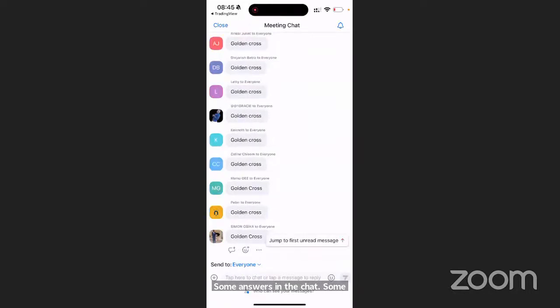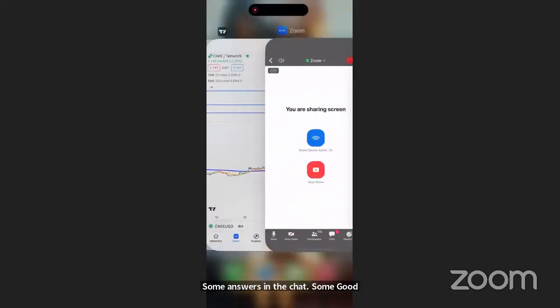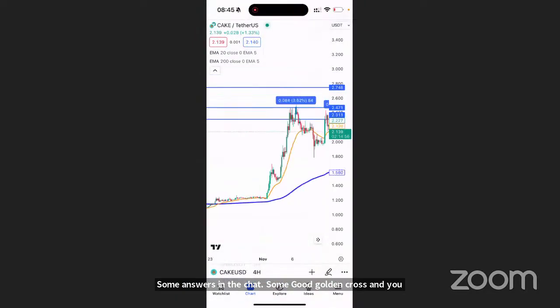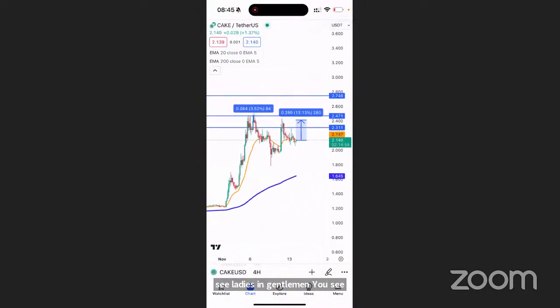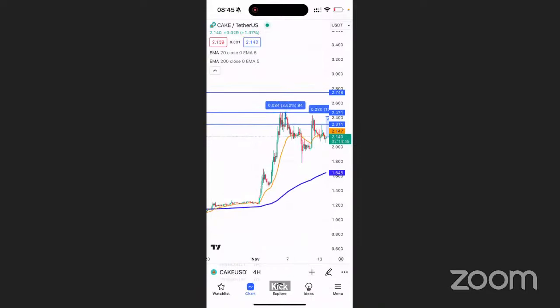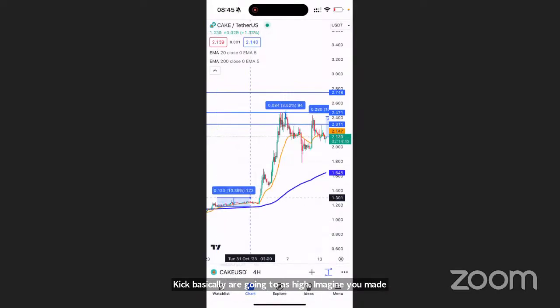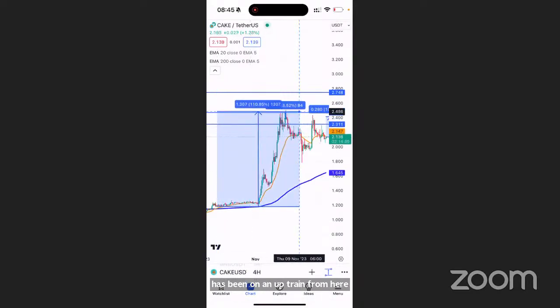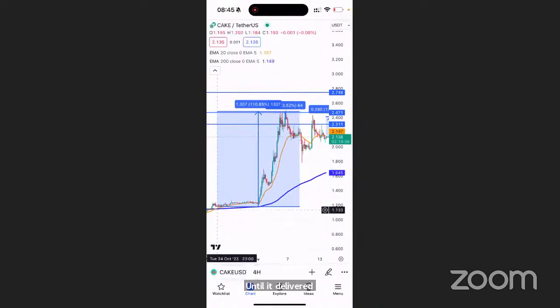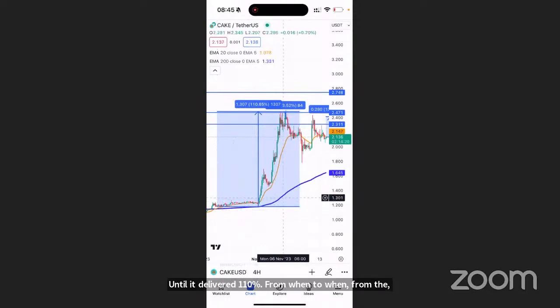A golden cross. And you see, ladies and gentlemen, that after the golden cross, we have seen Cake go as high. Imagine you made your entry around those areas. You could see that Cake has been on an uptrend from here until it delivered 110%. From when to when? From the 24th of October to around the 6th of November. In less than a month, it delivered over 110%.